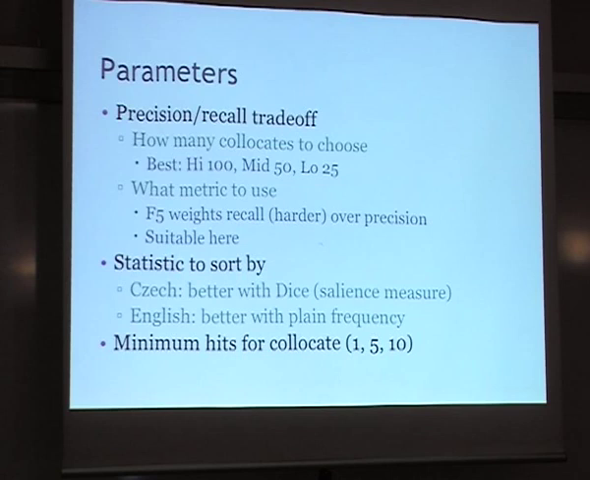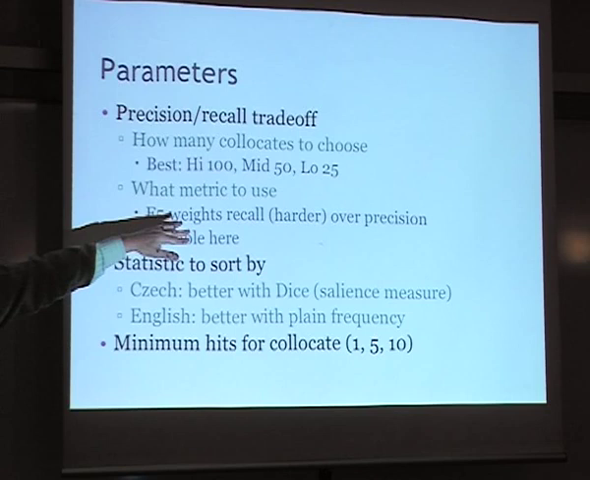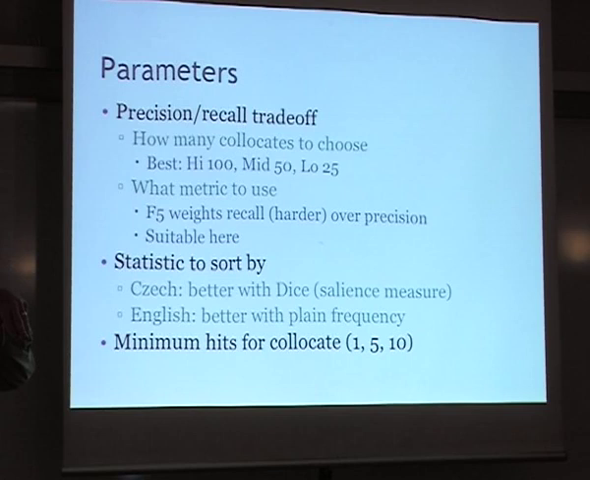What metric to use to put precision and recall together? The standard one is F1, but that weights precision and recall equally. My colleagues have convinced me that F5 is better, since the key challenge here is finding all the collocations, so we should give more emphasis to recall than precision.